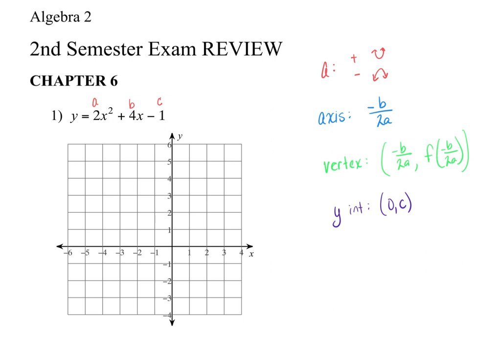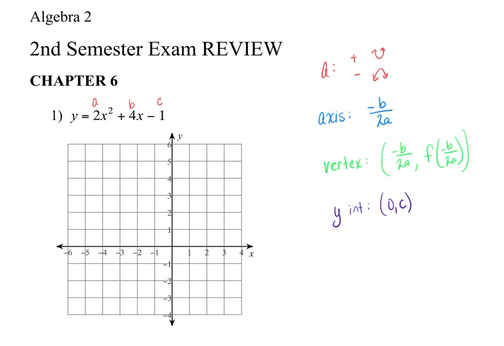So in this problem, the first thing I look at is: is this graph going to point up or down? The way I'm going to determine that is I'm going to look at the number in front of my x squared, my a value. If it is positive, this graph is going to go up. If it's negative, it's going to go down.